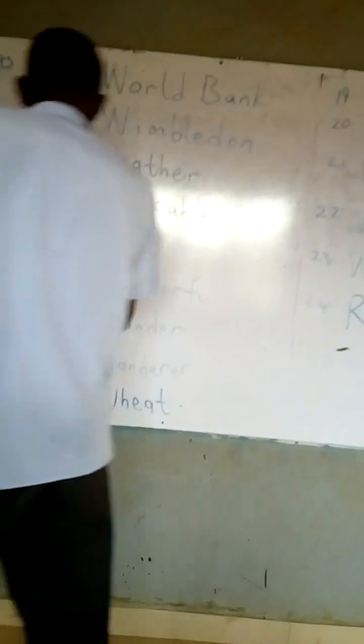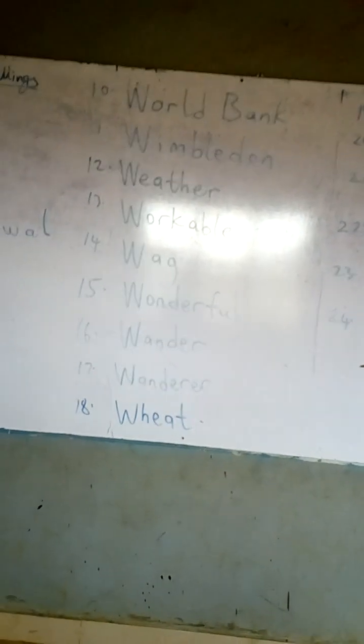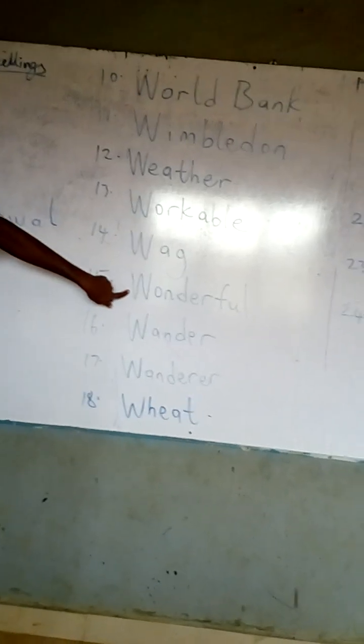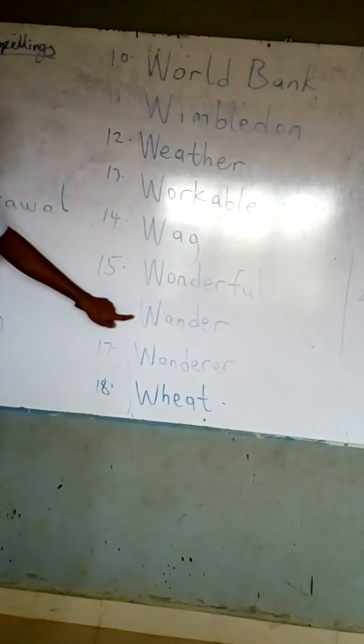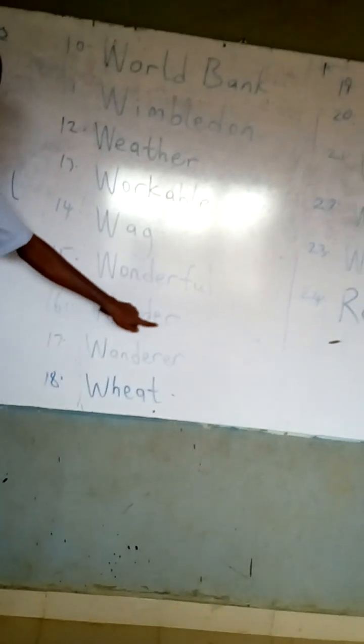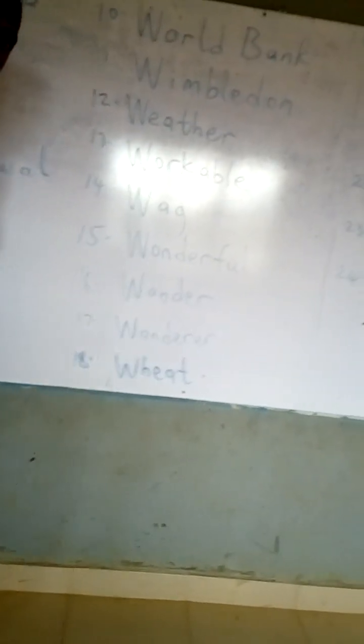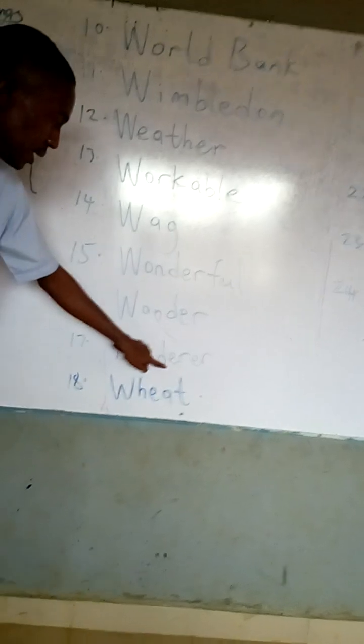The next one is wonderful. Wonderful. This is how to spell wonderful. The next one is wonder. Wonder is W-A-N-D-E-R. Now, the next one is wanderer. Wanderer is W-A-N-D-E-R-E-R.